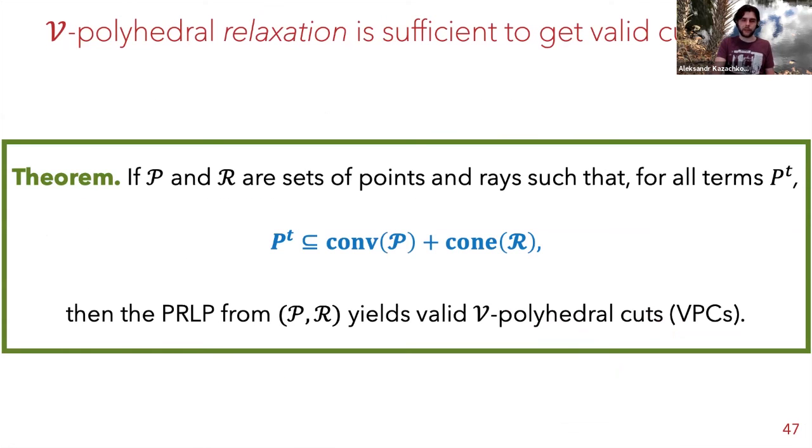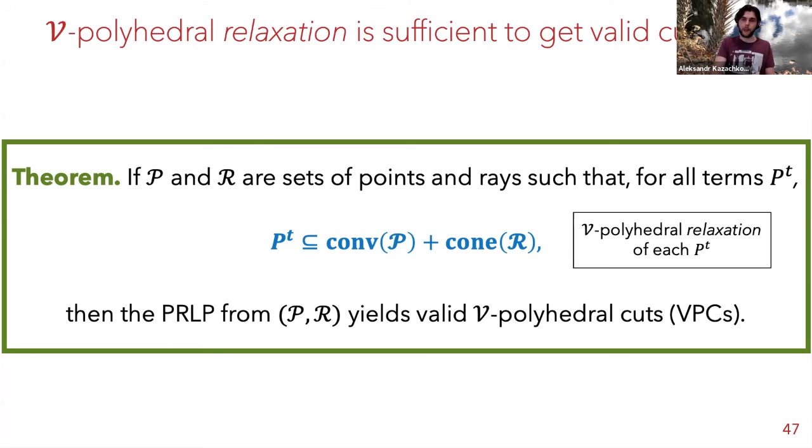And what we start with is actually a corollary to a different theorem, but this theoretical result: if you have a set of points and rays, such that when you take the convex hull of the points and the conic hull of the rays, every point in each disjunctive term is contained in this V polyhedral set, then your V polyhedral cuts are going to be valid. And this is called a V polyhedral relaxation of each of those disjunctive terms. And with that observation, that's where we're going to go.